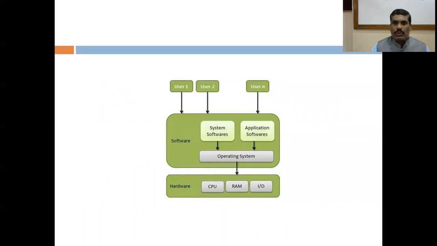This diagram shows the place of the operating system. End users are interacting with the application software. Application software interacts with the operating system. Operating system interacts with the system hardware, that is the CPU, memory, input-output devices. After completion of the work, these devices hand over the result to the operating system. Operating system will interact with the application software, and application software displays the result for the end users.